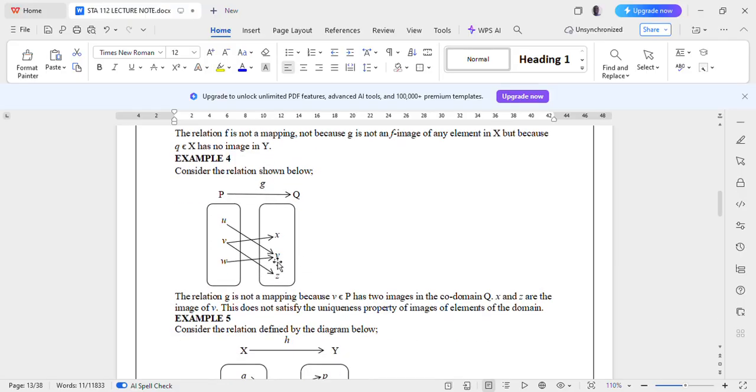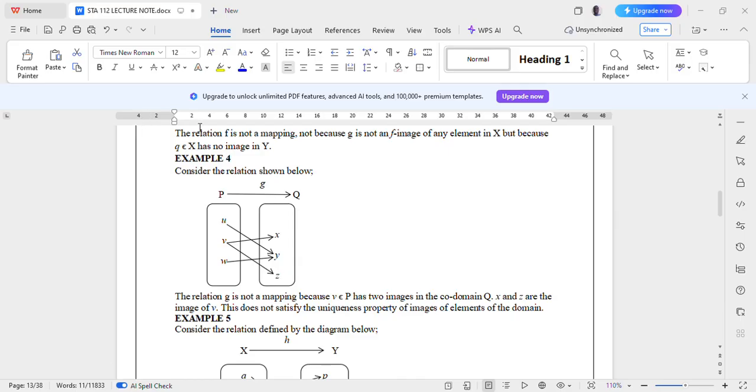Look at this one too. This is not a mapping as well. You know why? Because U has image Y, W also has image Y, which I have explained earlier. I have explained this earlier, that it is possible.